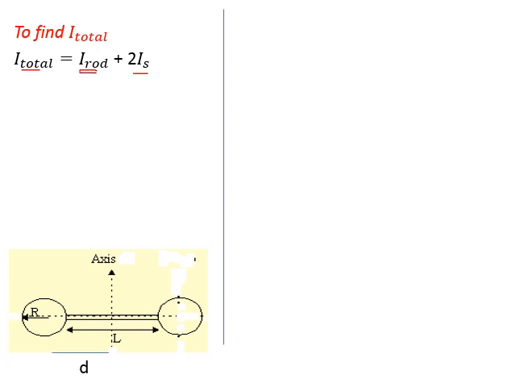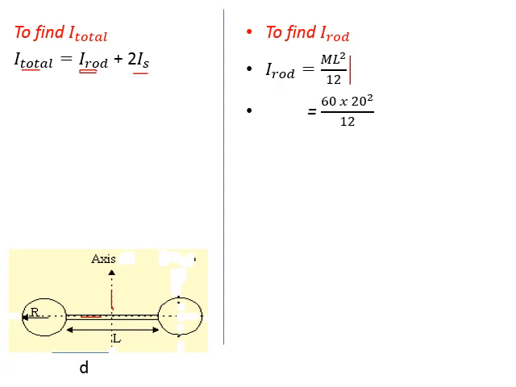Now see one by one how to find out the moment of inertia of this rod. Tell me what is the formula for the moment of inertia of this rod about this axis. We have discussed this and that formula is m l square by 12. Substitute the value of m, l and simplify it. So the moment of inertia of the rod is 2000. This is the first part. Now the second part, we have to find out this.